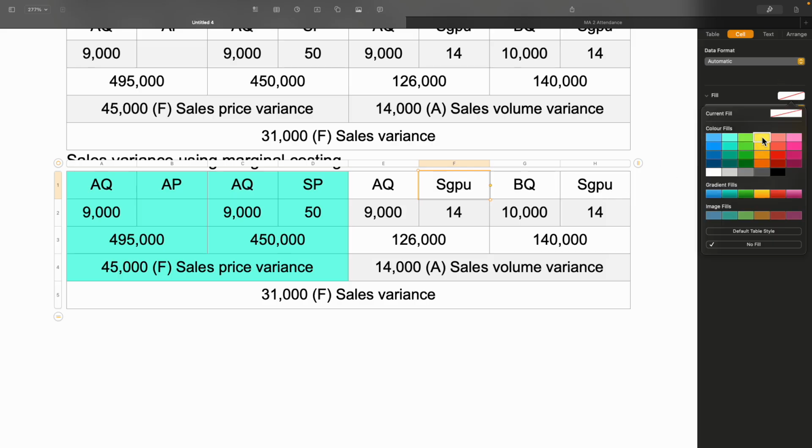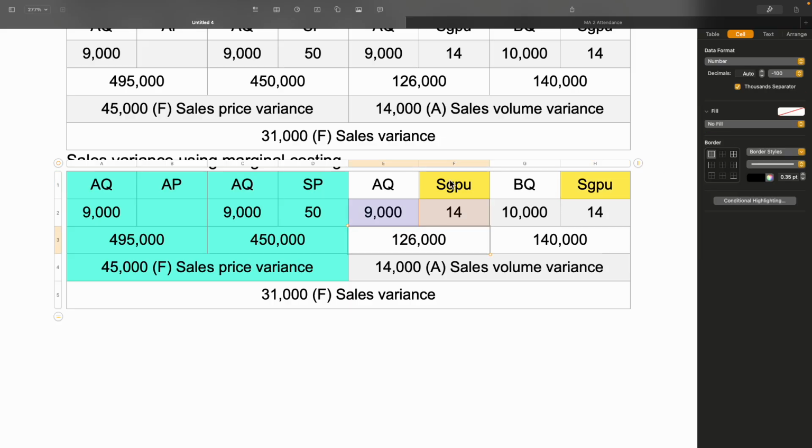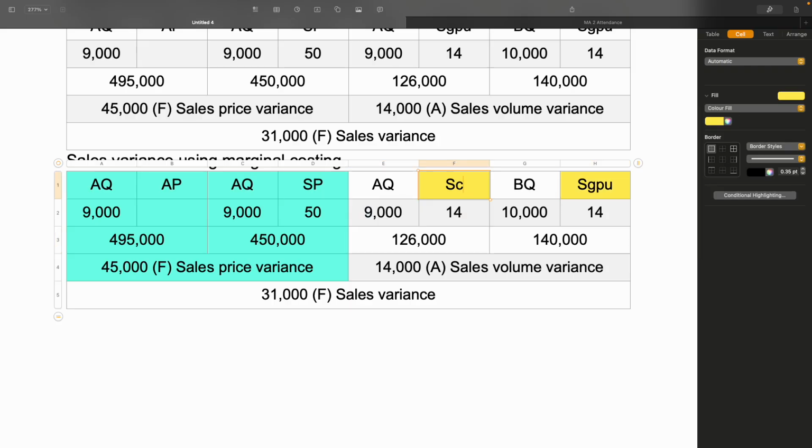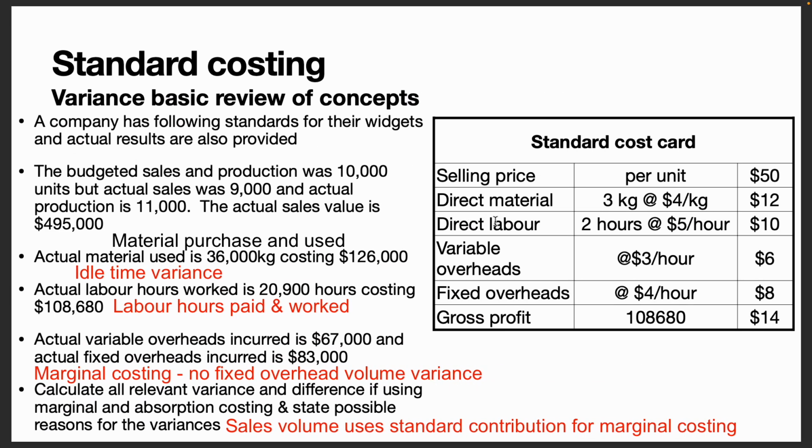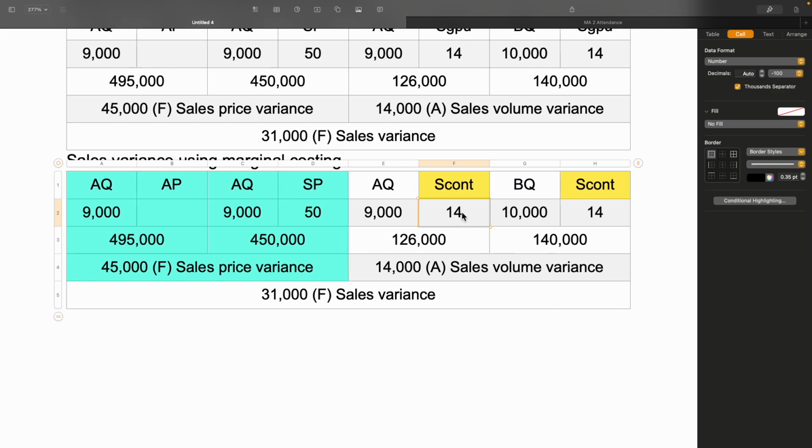These two items, we are changing out. Instead of calling it SGP, we call it standard contribution. Now the standard contribution is going to be 50 minus 12 minus 10 minus 6. So the standard contribution is going to be 22 and 22.